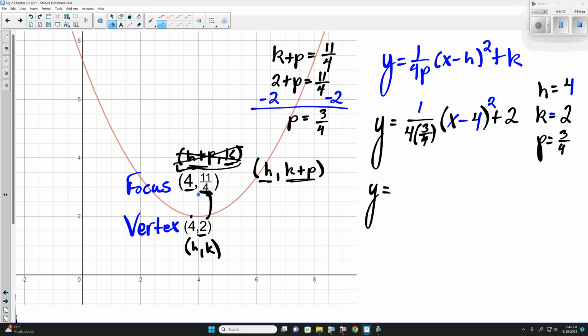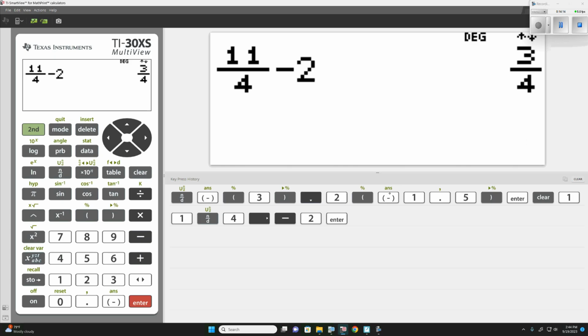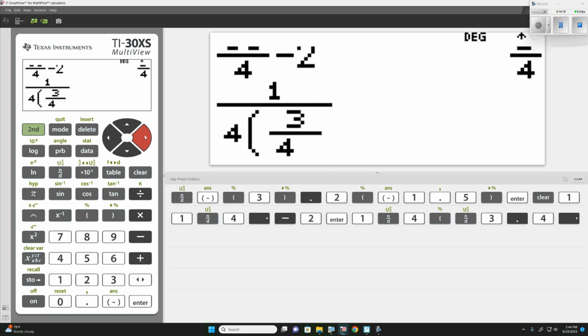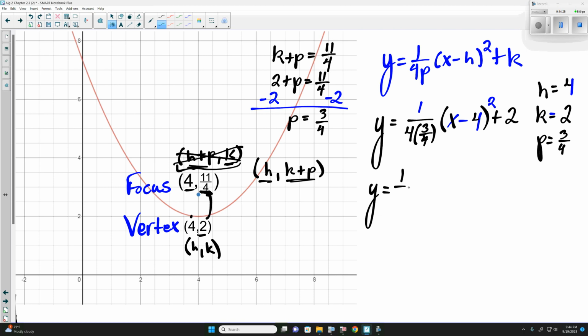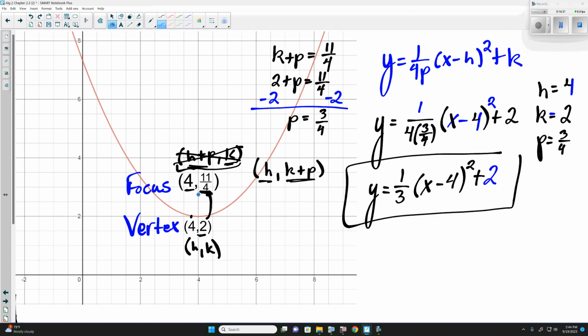Now our 1 over 4 times 3/4, again, 1 over 4 times 3/4 is 1/3 times x minus 4 squared plus 2. And that's it. Questions on this here?